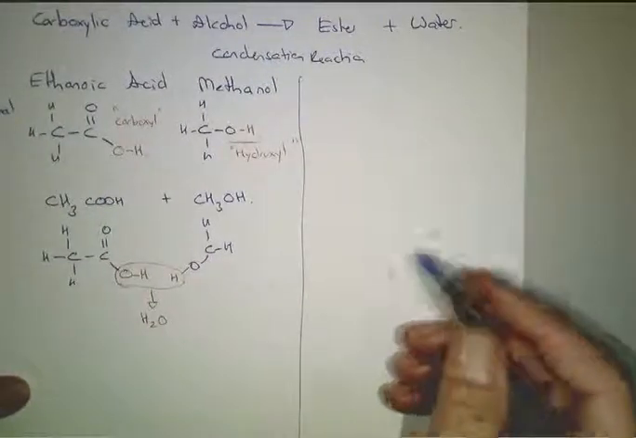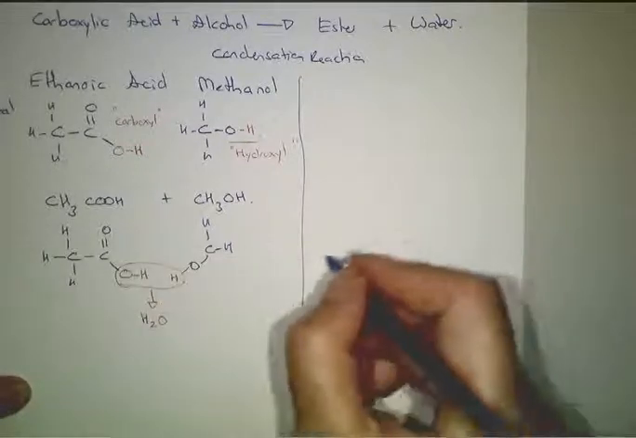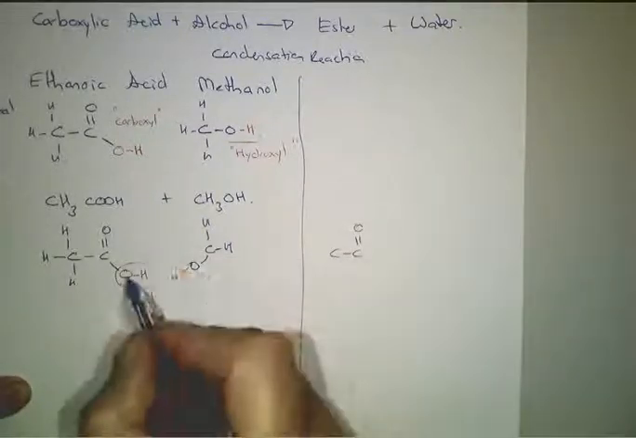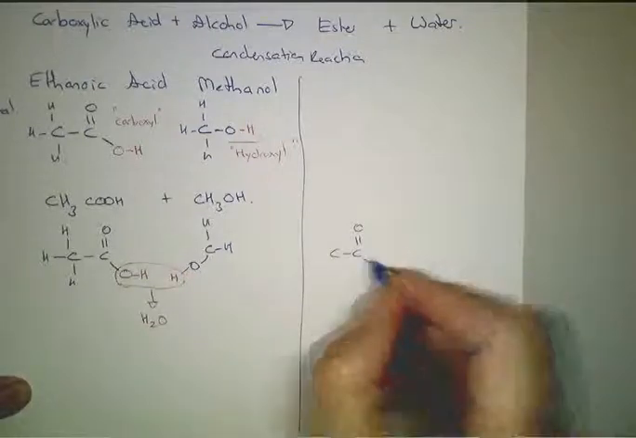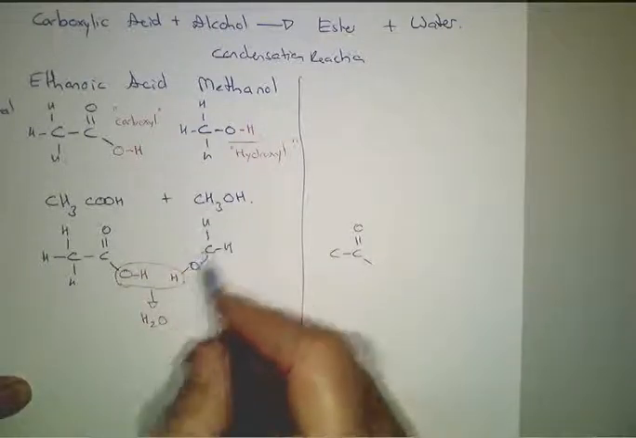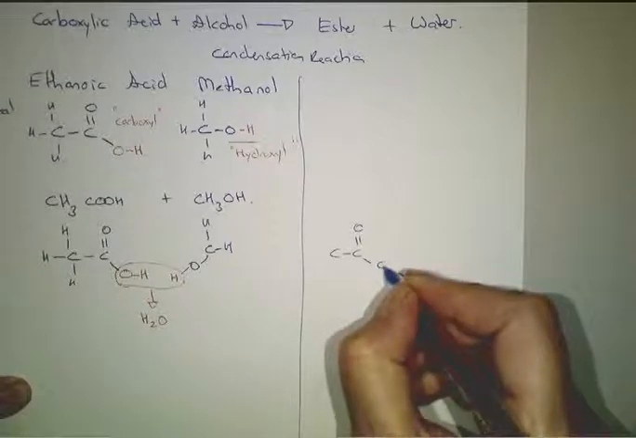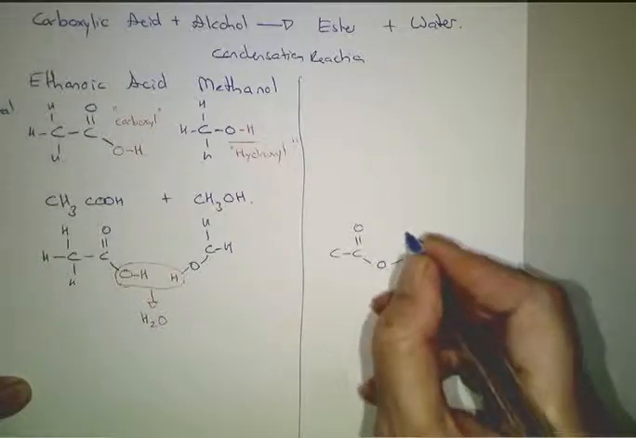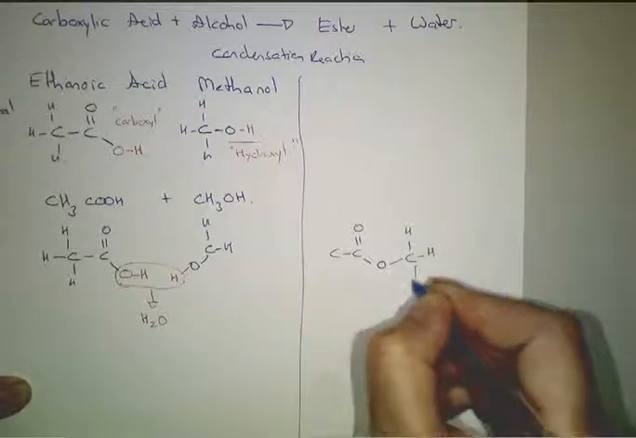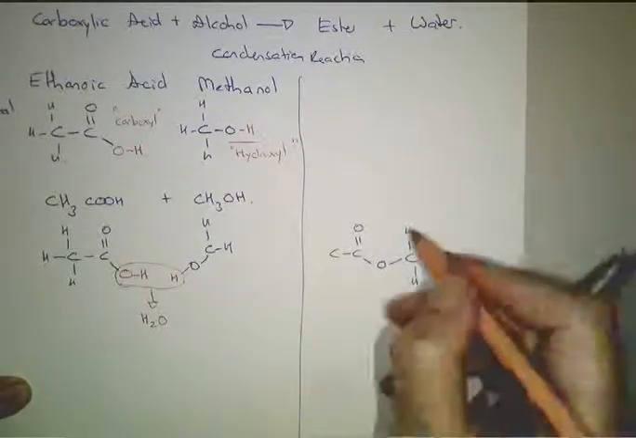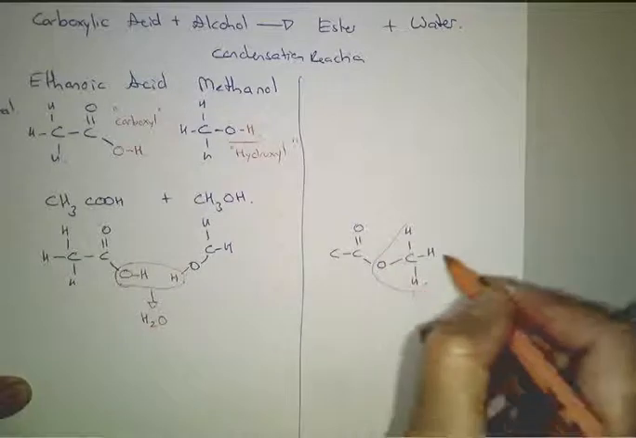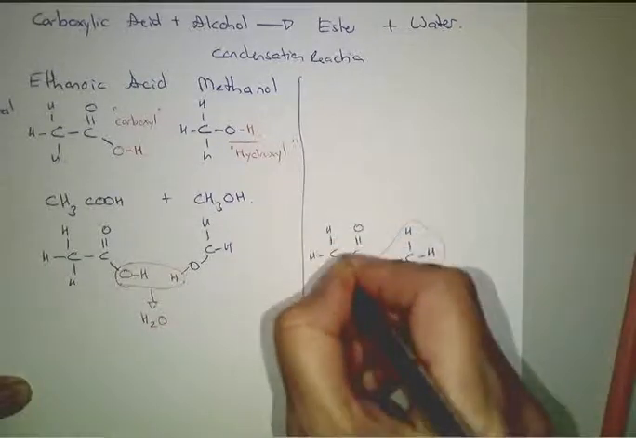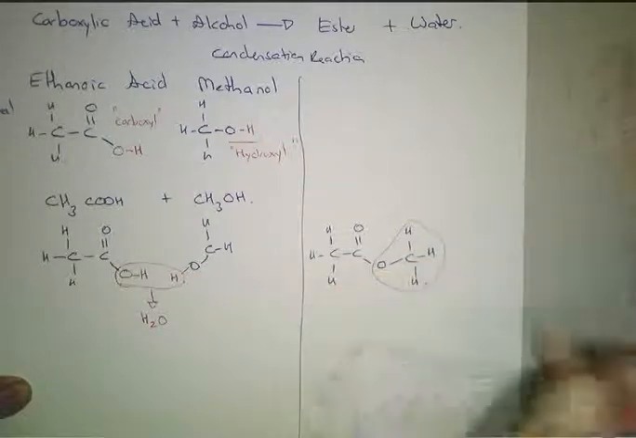So if we draw our ester, move it further across. Yep. So we'll draw ethanoic acid again, but this has all come off, and it's now bonded to the oxygen from the methyl group, the methanol. So this is from your methanol, and this is from the carboxylic acid.